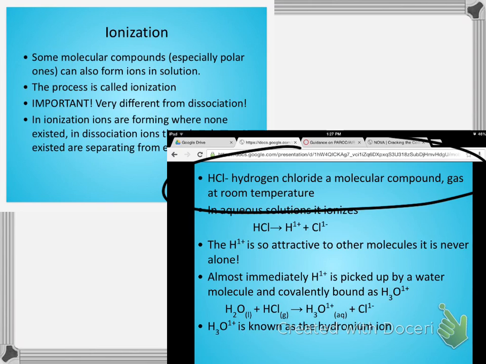So, if you put HCl into an aqueous solution, it will ionize. You get hydrogen ions and chloride ions. What we really get, though, and we didn't quite talk about this in the other example, I wanted to keep it simple, is that the hydrogen ion is so attractive, it's never alone.